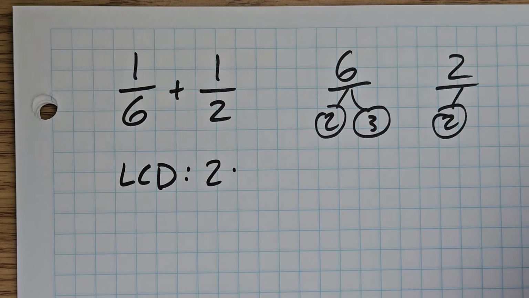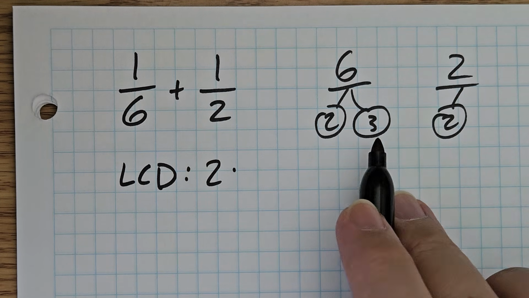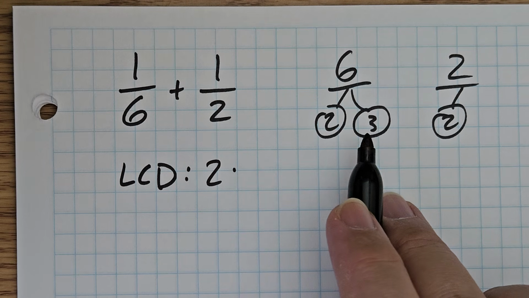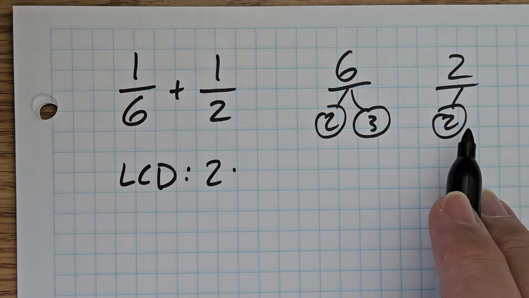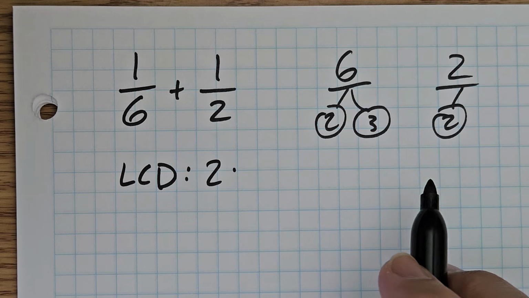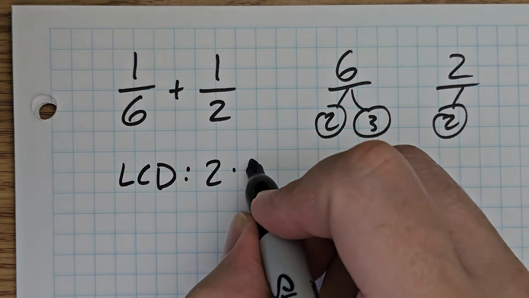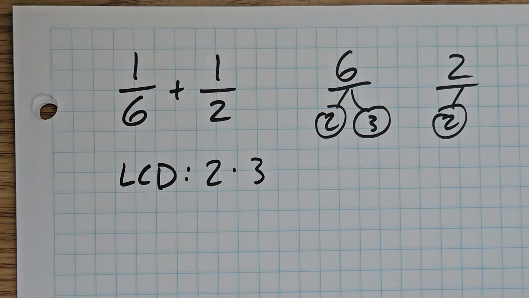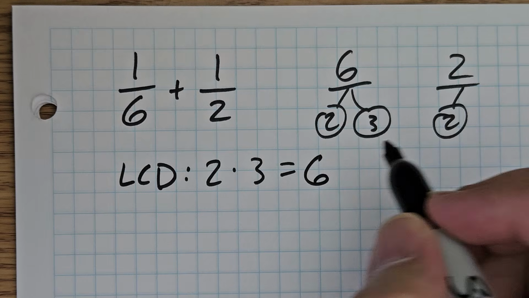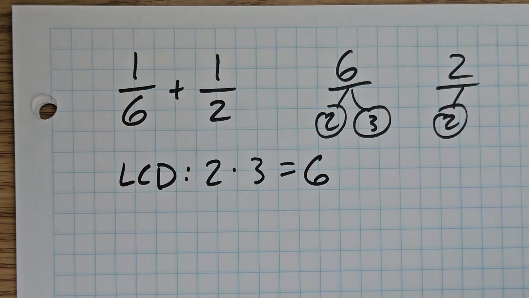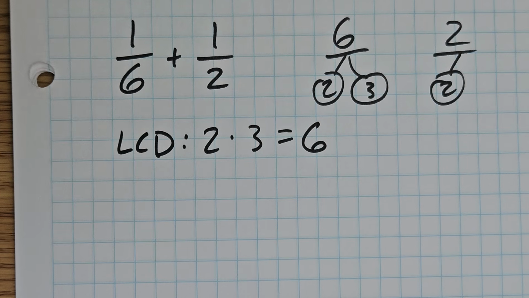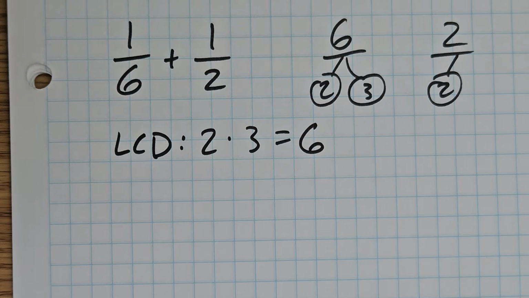Okay, are there any other prime factors that occur? Yes, a 3 occurs. How many? Well, the first number has 1 factor of 3. The second number has no factors of 3. What's the most? 1 or none? 1 is the most. So I'm going to use 1 factor of 3. And then I multiply these together to get my LCD, which is 6. So my LCD is 6. And I know that was kind of obvious to some people from the beginning, but that's okay.